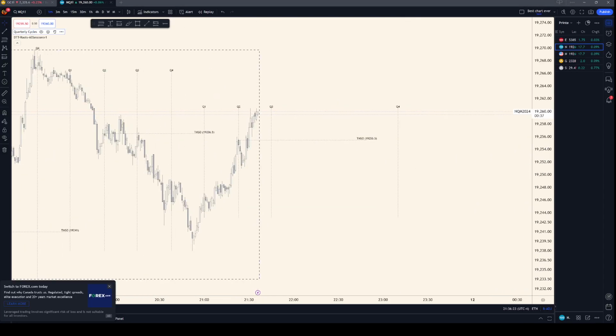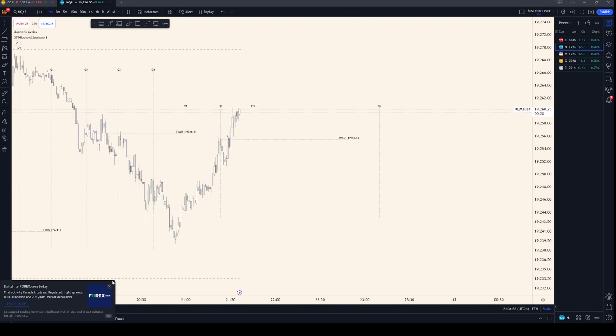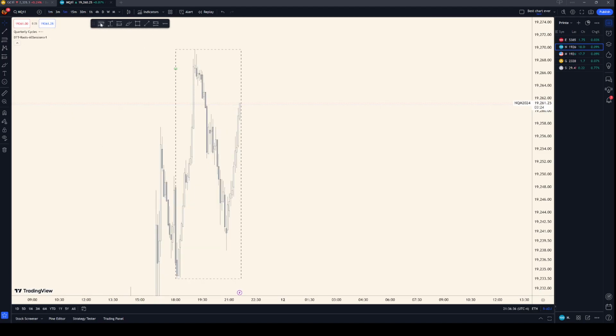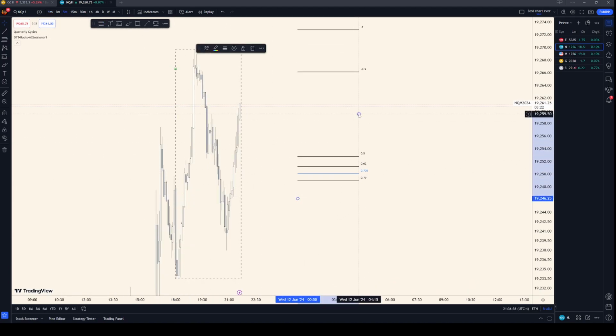So we're going to talk about standard deviations. How do we draw them? What do they mean? And what is their purpose? So to begin, the kind of guide that we use for this is the Fibonacci.